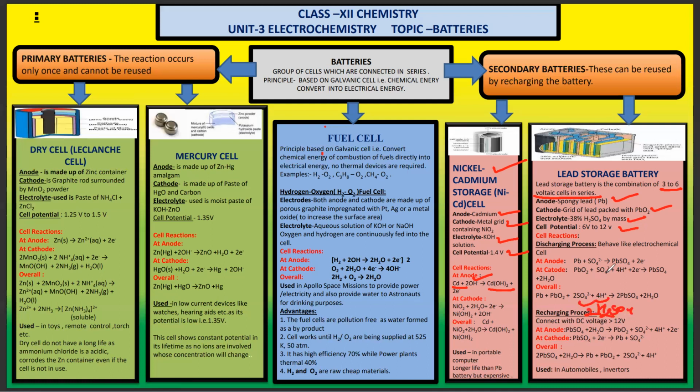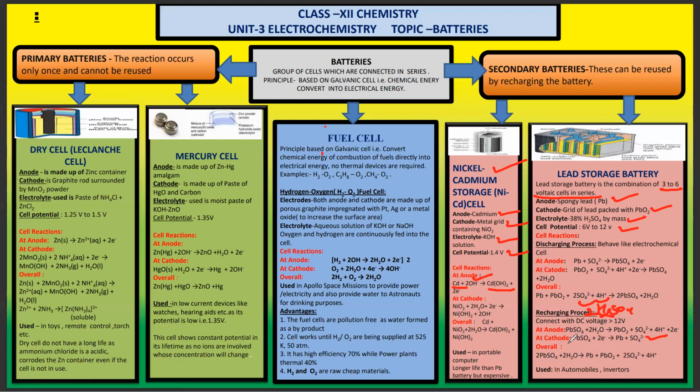Means the anode reaction is reversed. Just write the reverse reaction. Anode ka reaction reverse likho. Means PbSO4 plus 2 electrons gives Pb plus SO4 2 minus. Whatever the anode reaction was, we have written it in reverse: PbSO4 plus 2 electrons gives Pb plus SO4 2 minus. So the anode reaction becomes reversed, and hence the electrodes also reverse.